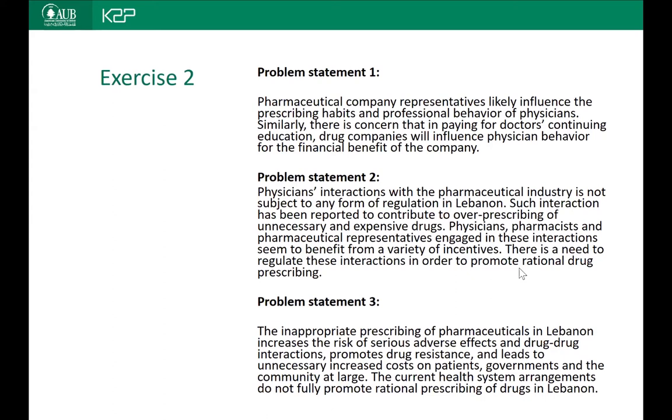In this way, we were able to bring all the key stakeholders together to the table to discuss and deliberate and agree on an action plan to promote rational drug prescribing. So it's very important to avoid blaming individuals and to avoid putting solutions as part of the problem statement, because at the end of the day, the problem is about rational drug prescribing.